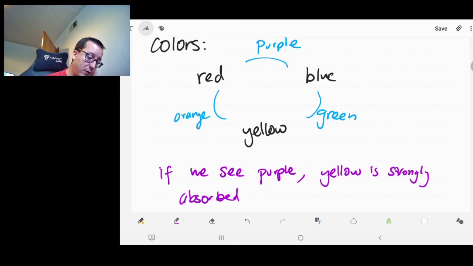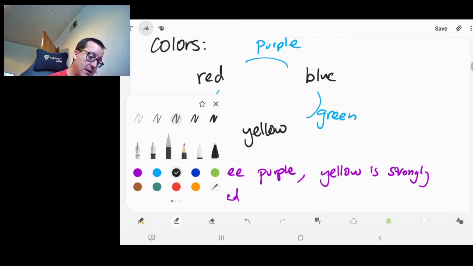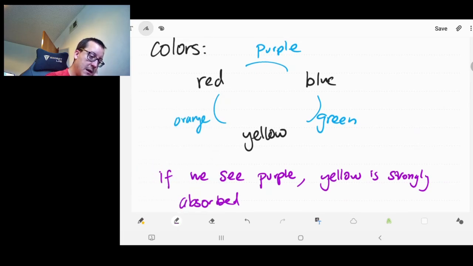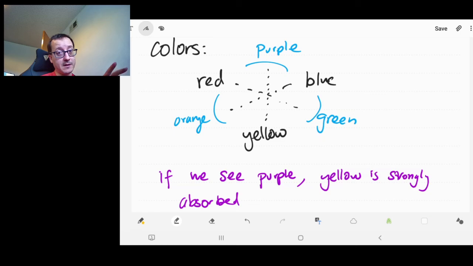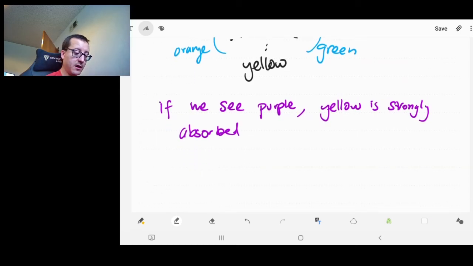So if you look at this color wheel, as it were, the opposite colors are indicated by being on the opposite side of this circle. So red and green are opposites, blue and orange are opposites, purple and yellow are opposites of each other. And so whichever one you're seeing, it's the opposite light that is going to be absorbed.